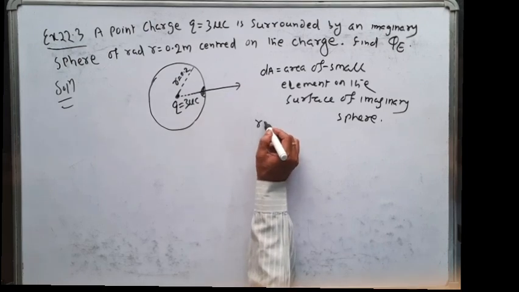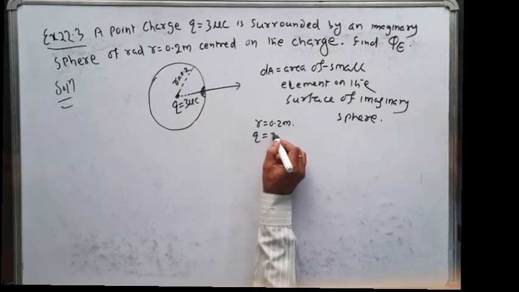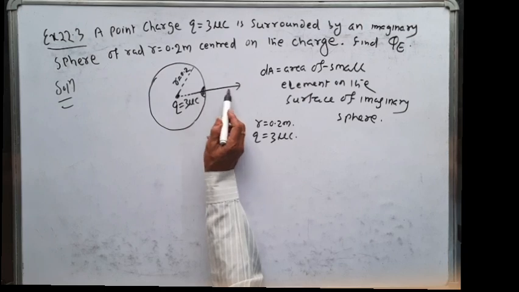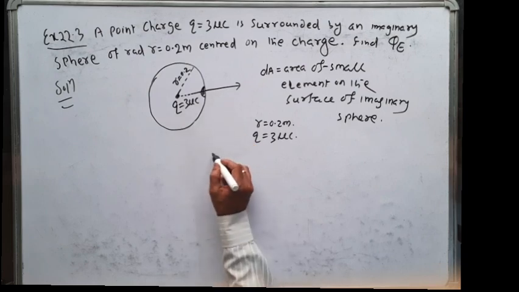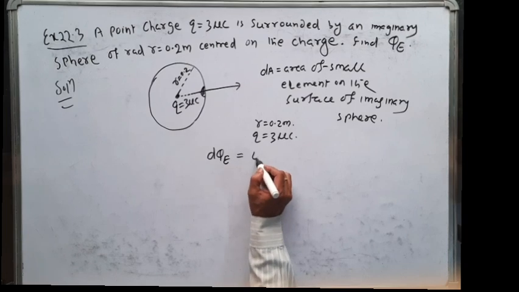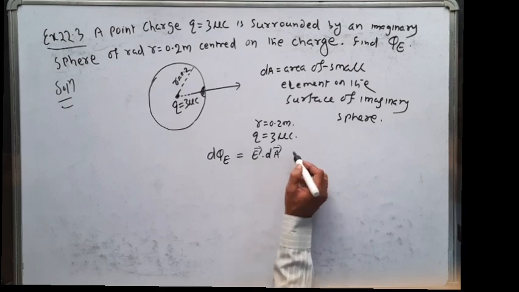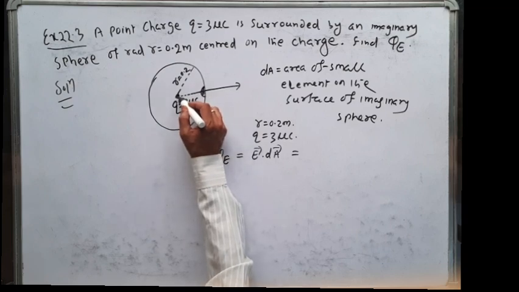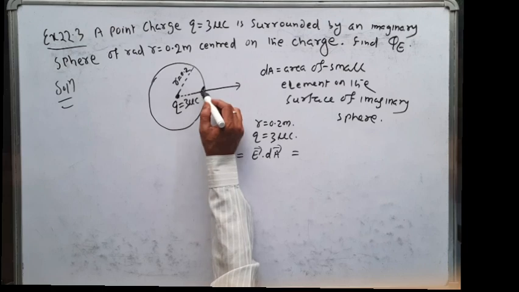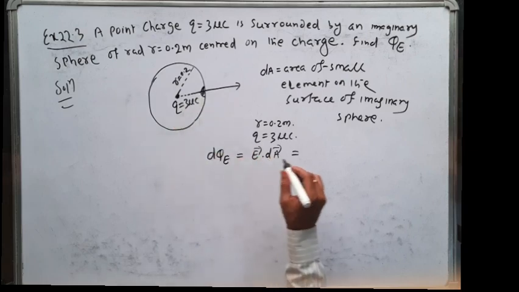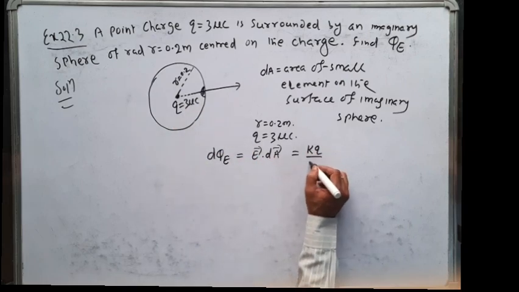And what is the radius? Radius is 0.2 meter. What is the charge? Charge is 3 microcoulomb. So now we have to find the flux through this small element. Since the element is very small, the flux passing through it is also very small. So that very small flux is equal to d phi e. This d phi e is nothing but E dot dA. What is E? E is the electric field intensity on this surface due to the presence of this charge Q. So this is a point charge, and the distance between this charge and this point is 0.2 meter. We know for a point charge the formula of electric field intensity is K Q by R square.